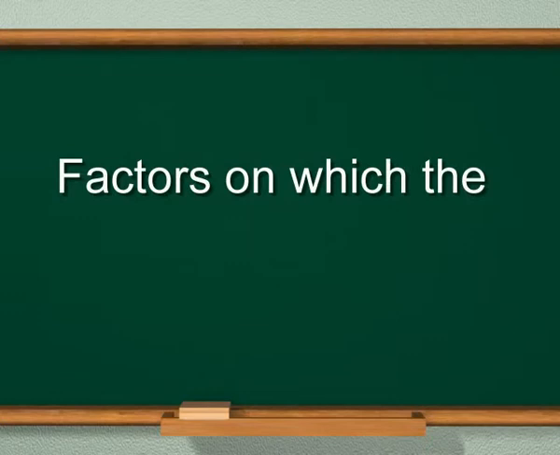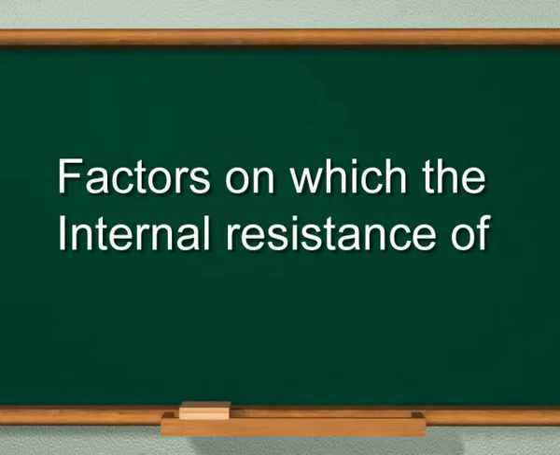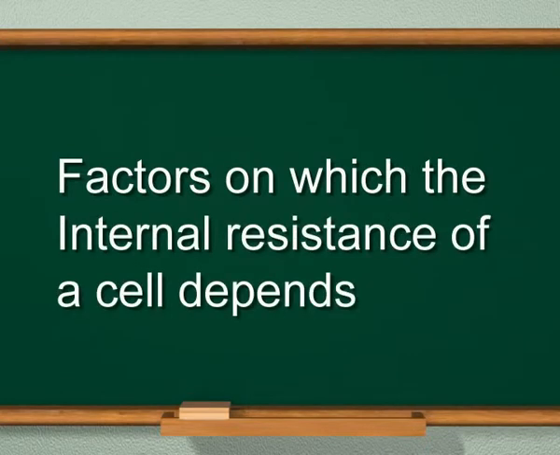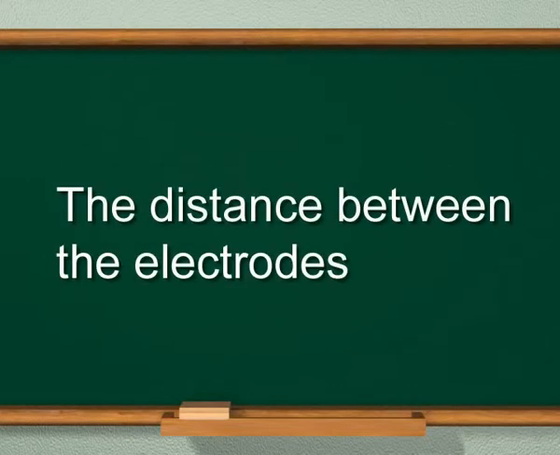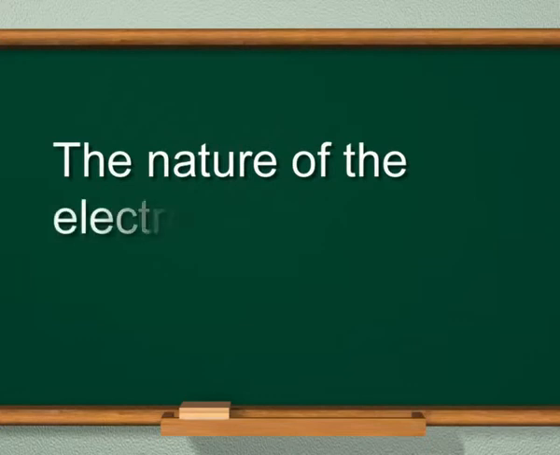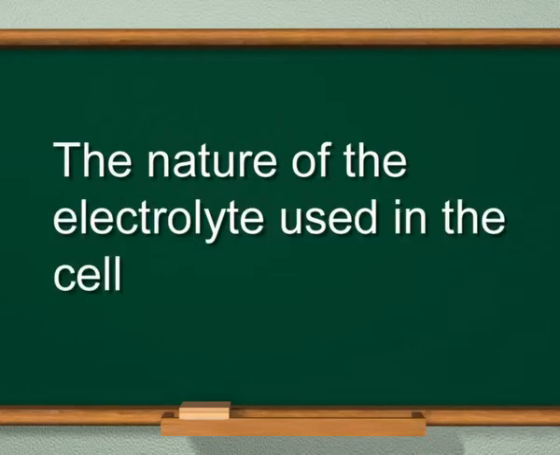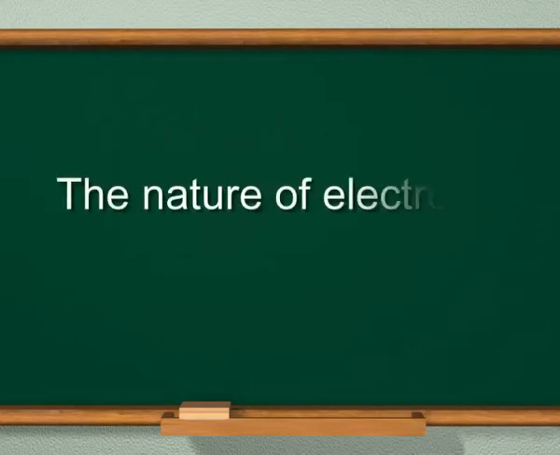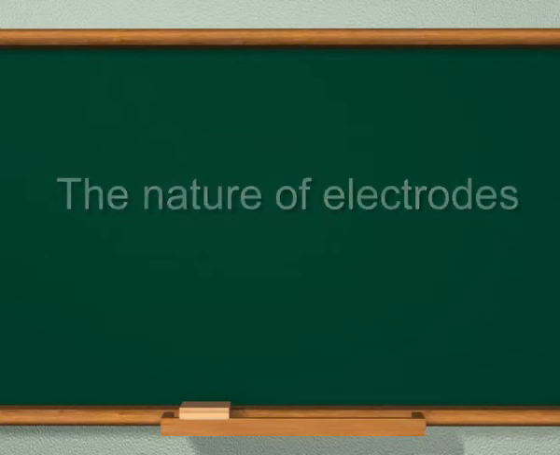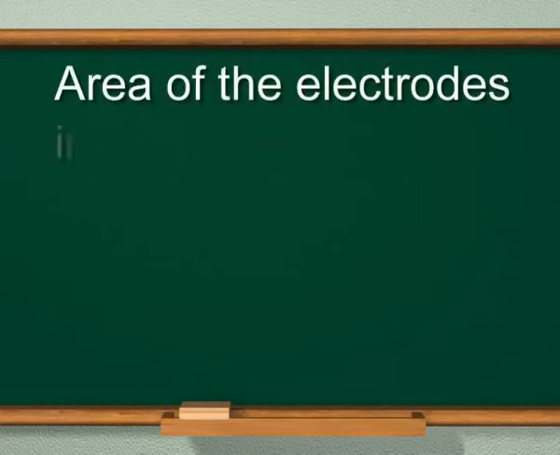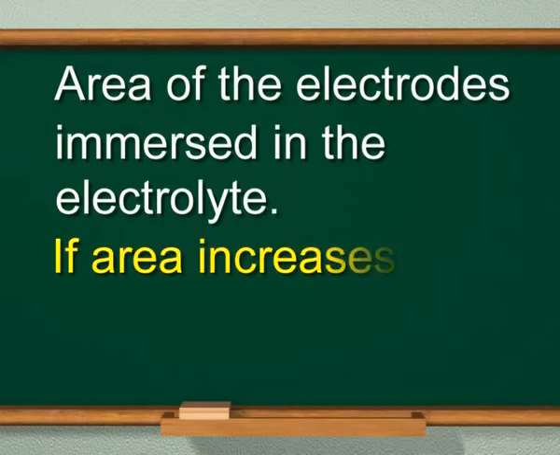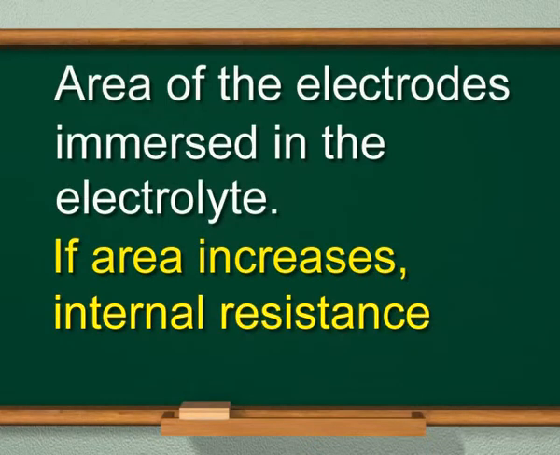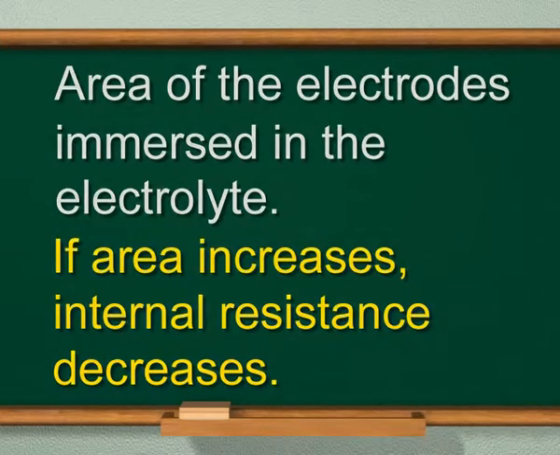Factors on which the internal resistance of a cell depends are: first, the distance between the electrodes; second, the nature of the electrolyte used in the cell; third, the nature of electrodes; and finally, area of the electrodes immersed in the electrolyte. If area increases, internal resistance decreases.